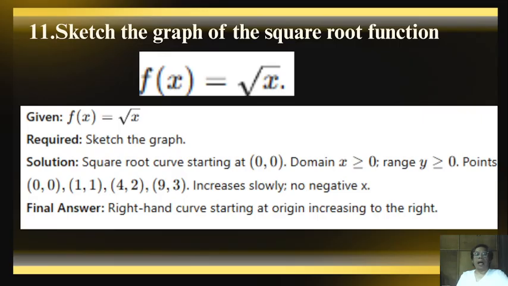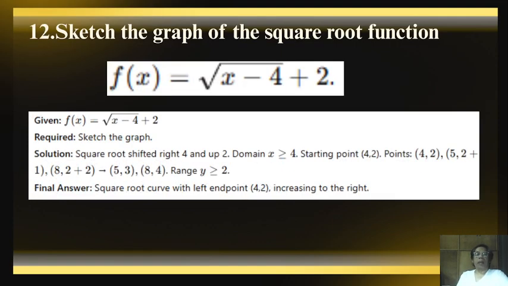So you need to connect those points and you will have the final answer: a right-hand curve starting at the origin and then increasing to the right.